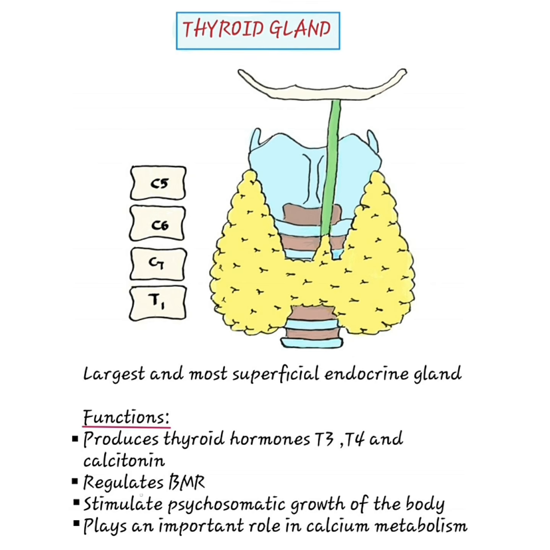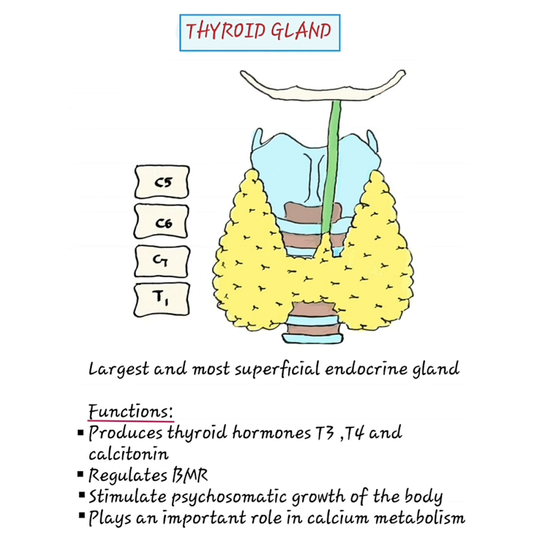It regulates basal metabolic rate. It stimulates psychosomatic growth of the body. It plays an important role in calcium metabolism. So the thyroid gland produces thyroid hormones T3, T4 and calcitonin, regulates basal metabolic rate, stimulates psychosomatic growth of the body, and plays an important role in calcium metabolism.